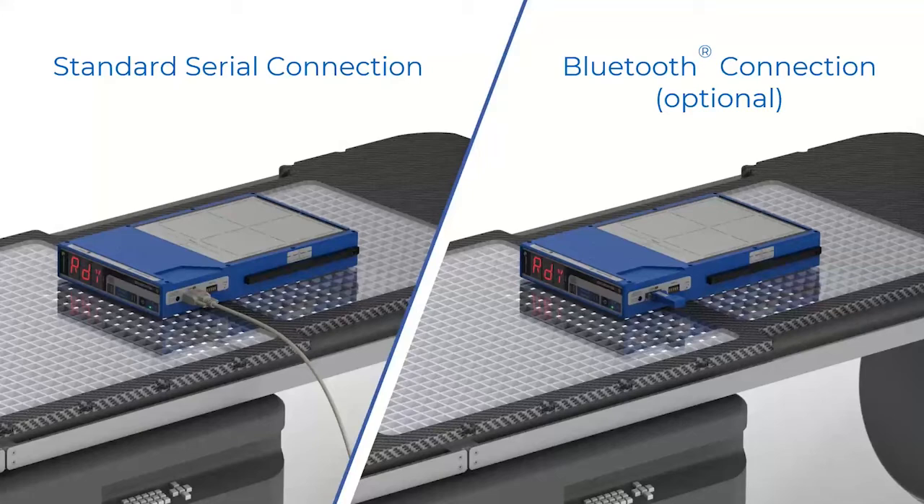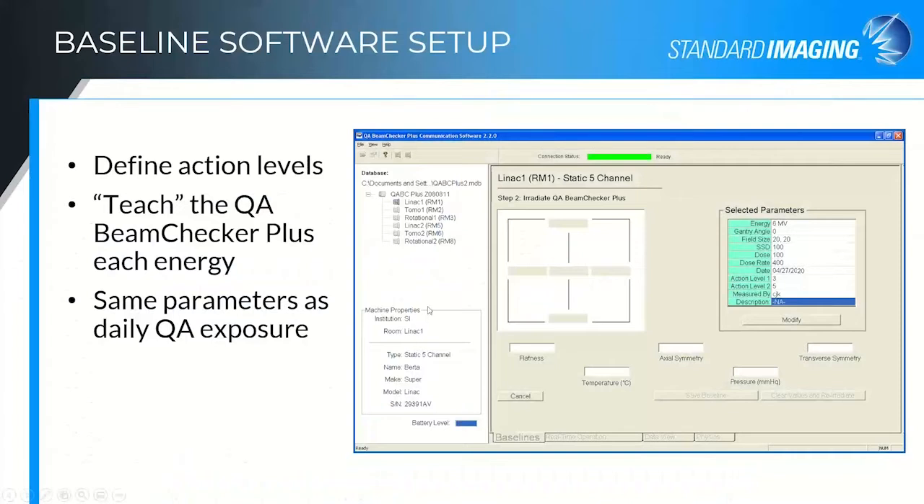So you set the device up underneath your LINAC, and then you define the action levels. Running the baseline software, there are 4 tabs down here at the bottom: baseline, real-time operation, data view, or this physics mode that I had discussed. So I'm in the baseline mode. I've got my BeamChecker on the couch. I've aligned it to the 20 by 20 collimated field at my distance indicated on my ODI at 100 cm.